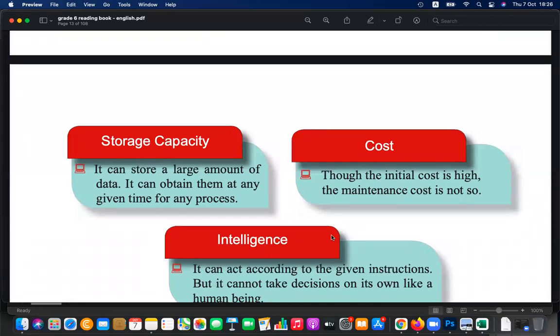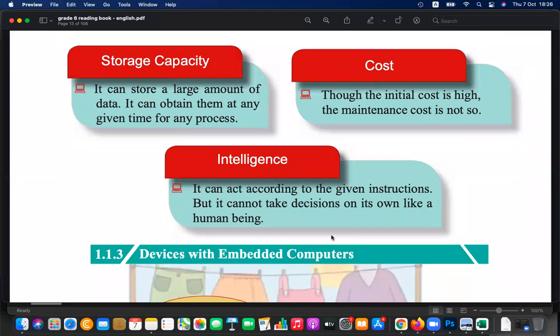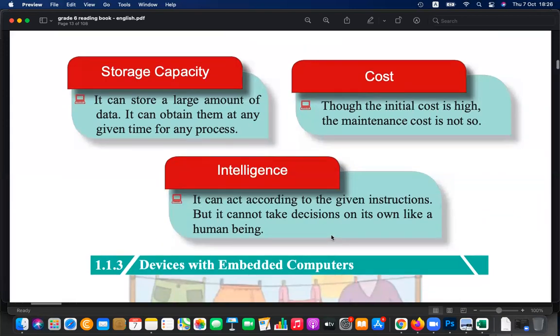And storage capacity means it has high capacity. So if you love reading books, a computer can store books which cannot be read even during your lifetime.